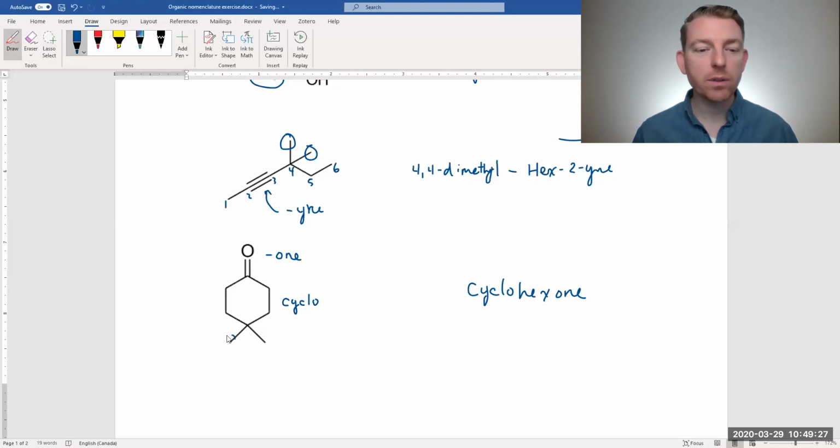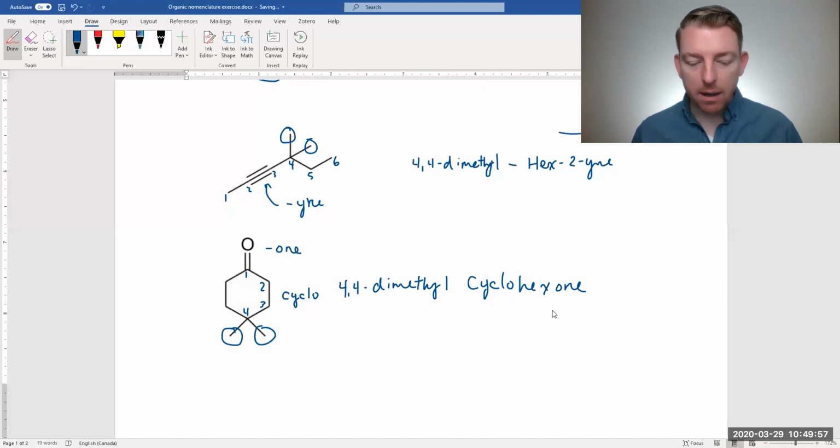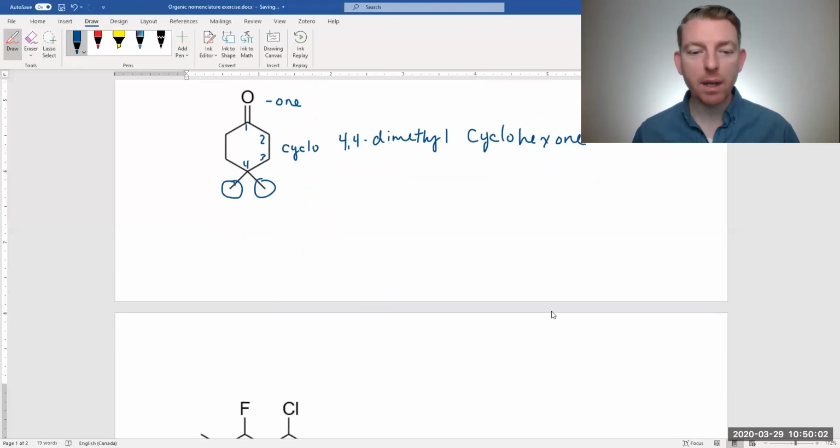And we have to also account for these two side groups that are, again, both methyls. So this carbon is going to be number 1, 2, 3, 4. So we have 4,4-dimethylcyclohexanone. Okay, and I suppose you could put para-dimethylcyclohexanone, but it's not really beautiful. So let's just go with numbering it to 4. Okay, hopefully that's clear enough, and we'll keep moving on.